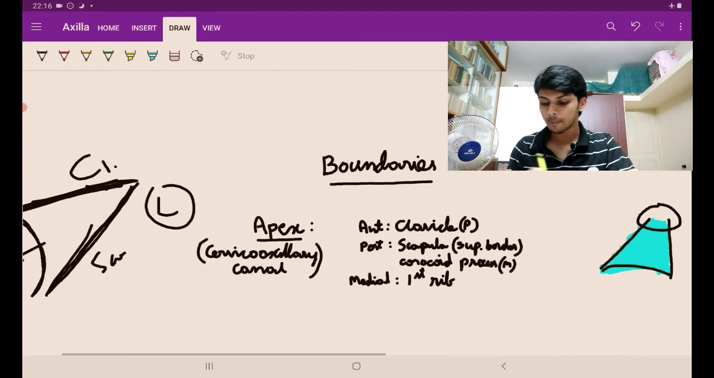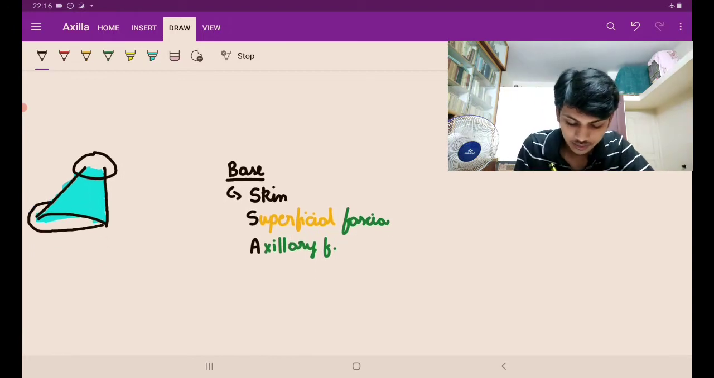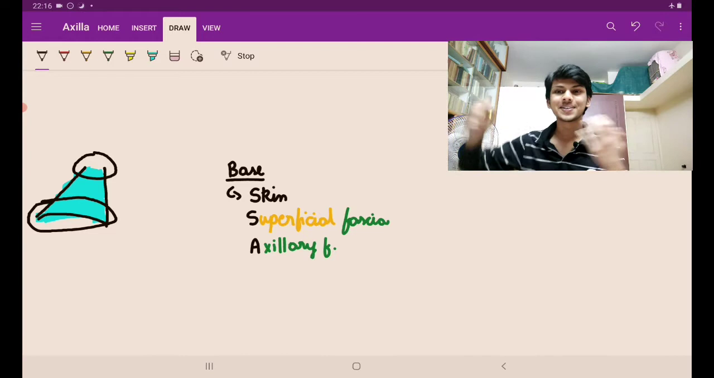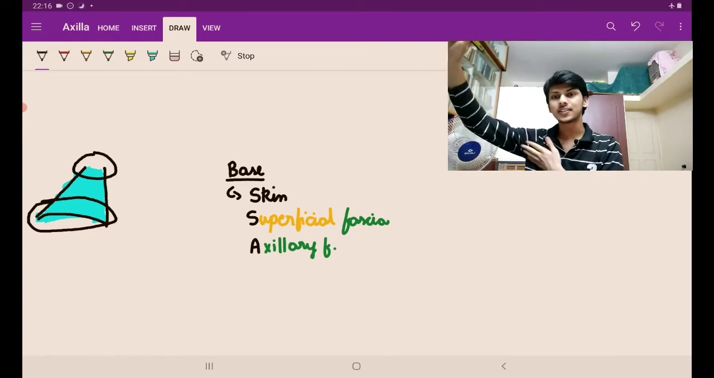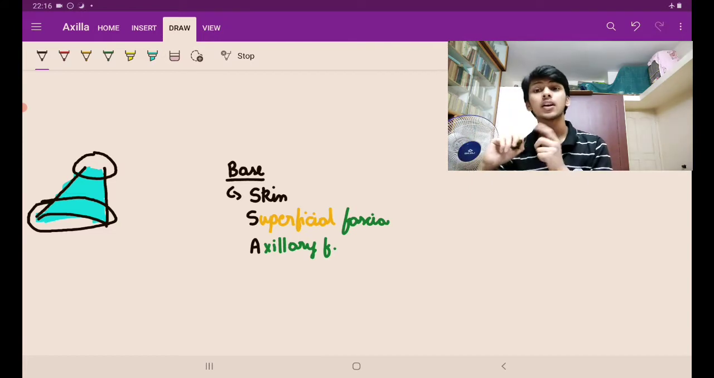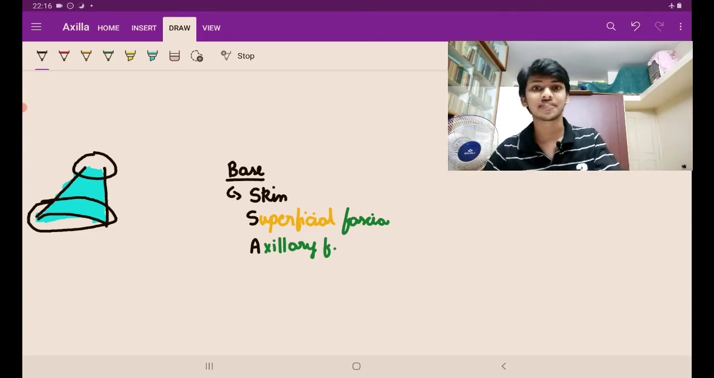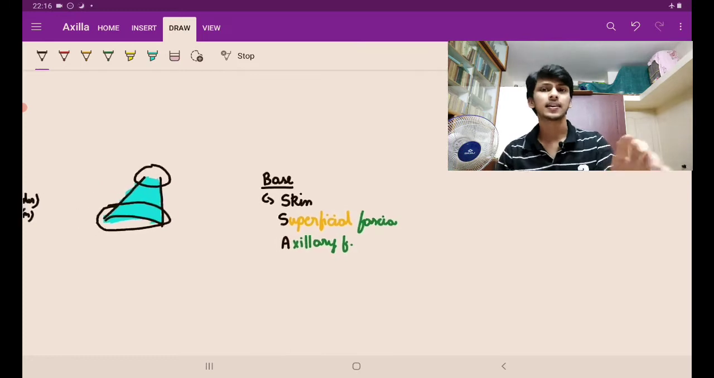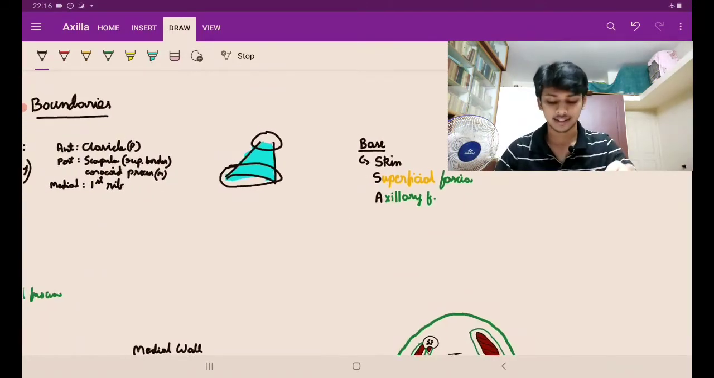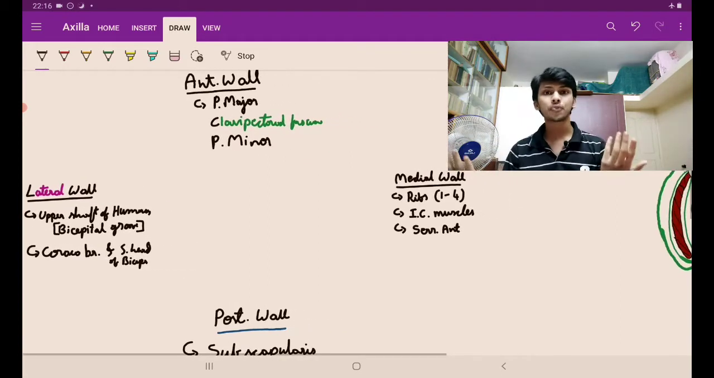Then let's go to the base. Base is this region. It is formed by the skin. Obviously, when you see the armpit, you see the skin of armpit. Then below the skin, what will be there? Superficial fascia. Below that, what will be there? Deep fascia. Deep fascia of the axilla is called the axillary fascia. So those are the boundaries, guys. There is no muscle in axilla. Okay, it's around the axilla. We'll be studying that. And guys, there are four walls because it is a four-sided pyramid.